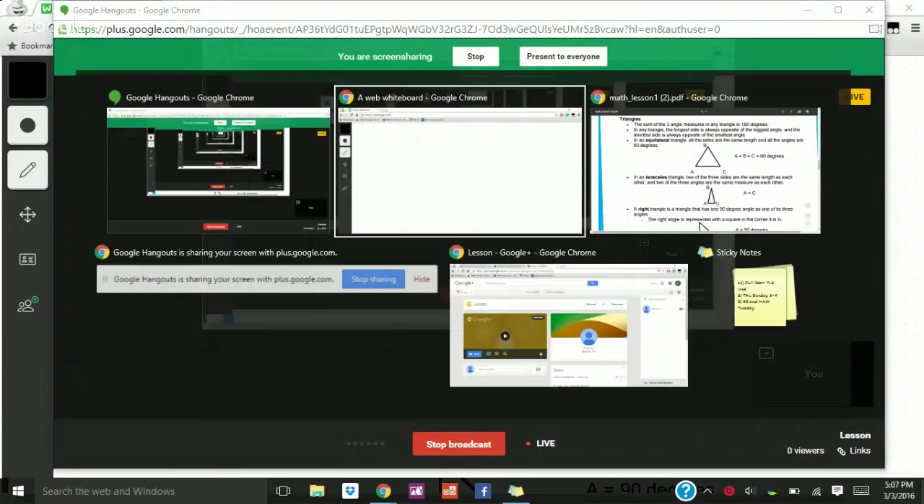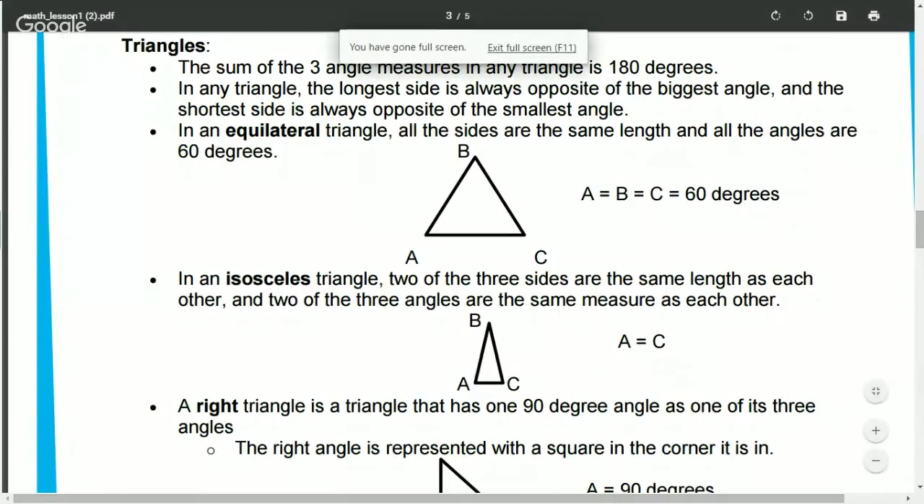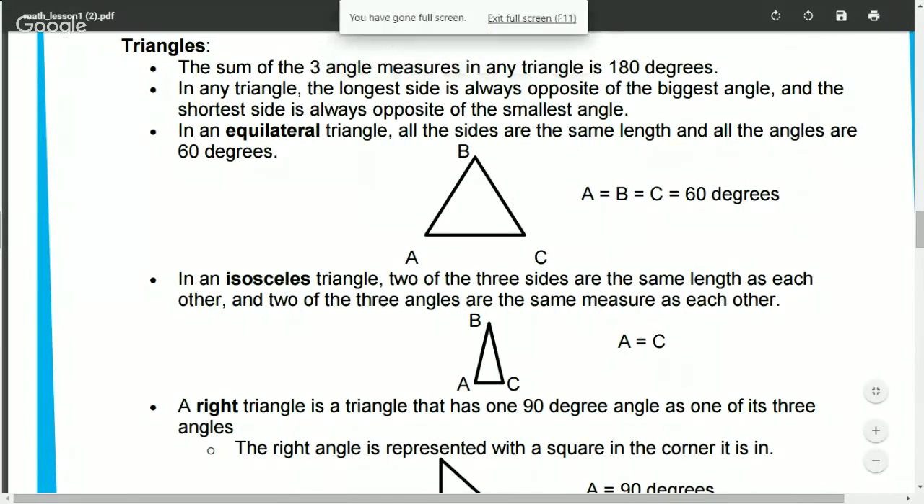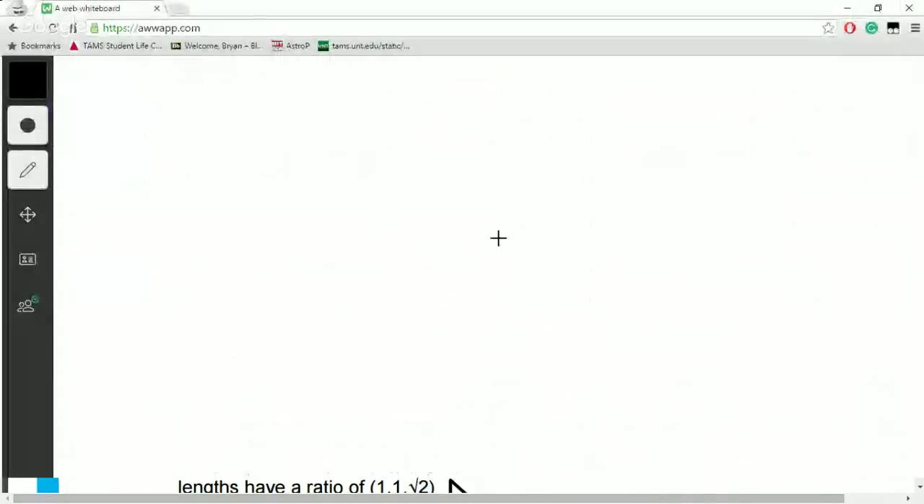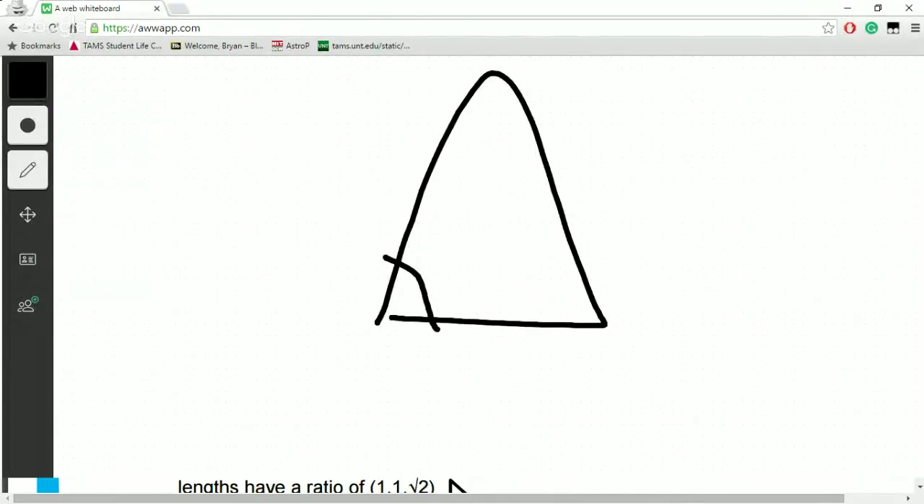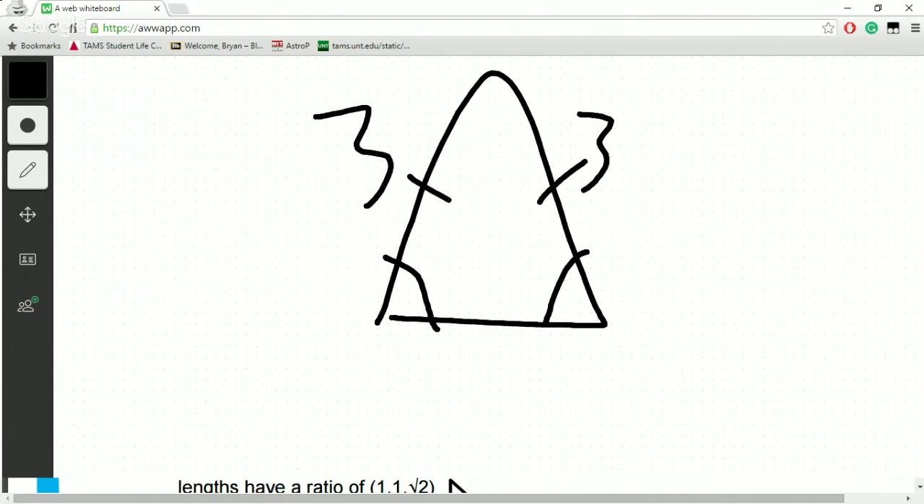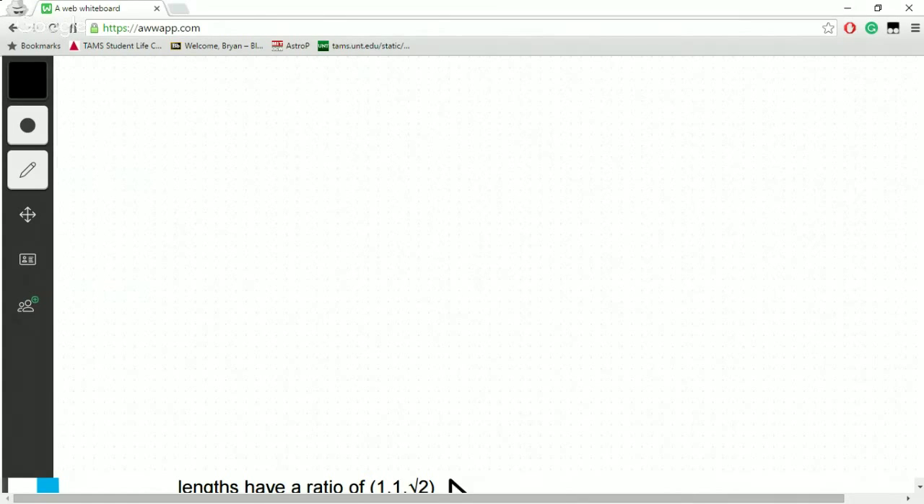Okay. So in an isosceles triangle, two of the three sides are the same length as each other, and two of the angles are the same measure as each other. If we look at an isosceles triangle, for example, the bottom two angles are always the same, which means that these two side lengths are the same. So it's also very fundamental for geometry, learning these types of triangles.